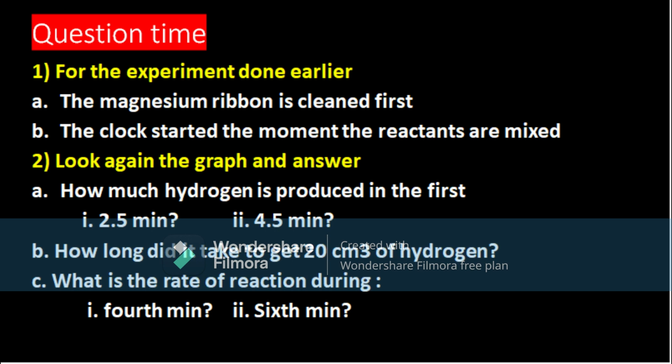Okay, question time. So you can check the questions for the experiment. We cleaned the magnesium ribbon first. What is the reason? The clock started the moment the reactants are mixed. Okay, and go to the graph, check back and answer these two questions. Question A, how much hydrogen is produced in 2.5 and 4.5 minutes, and how long did it take to get 20 cm cube of hydrogen, and what is the rate of reaction between the 4th minute and 6th minute. So you have to analyze all these things from the graph itself. You will get it immediately.